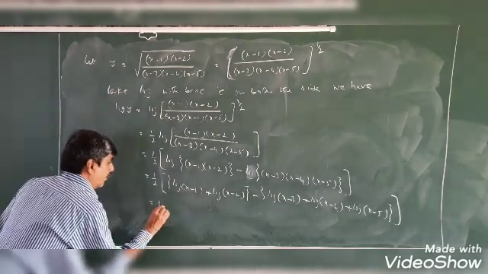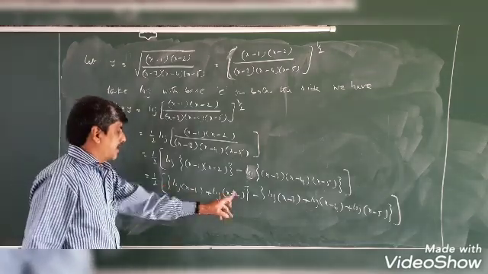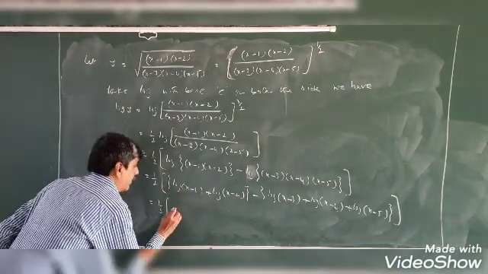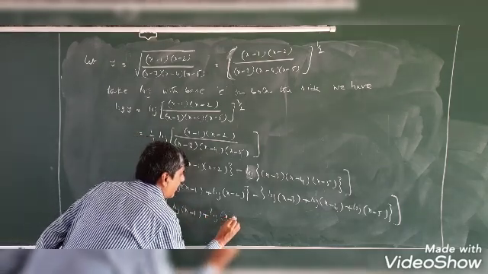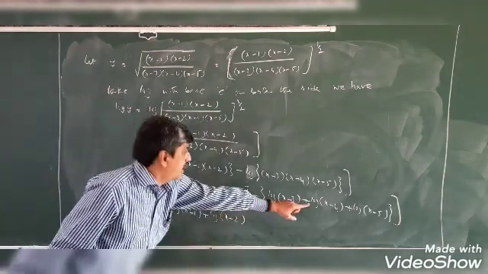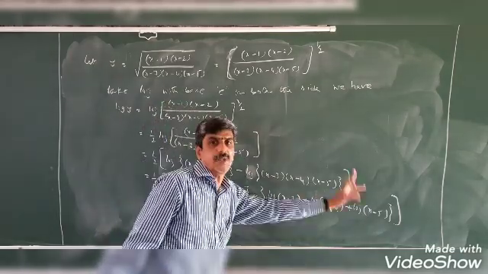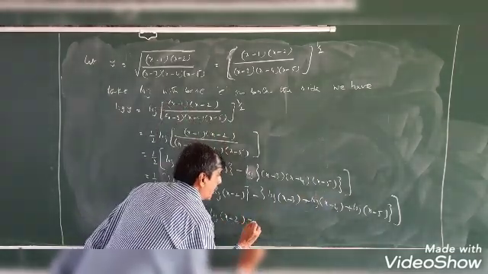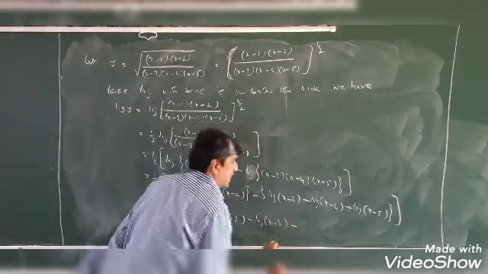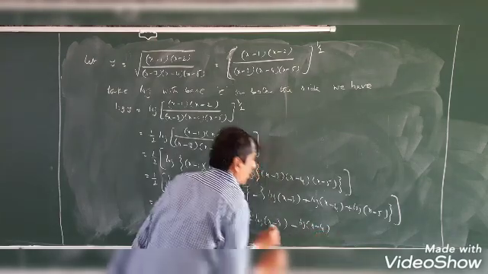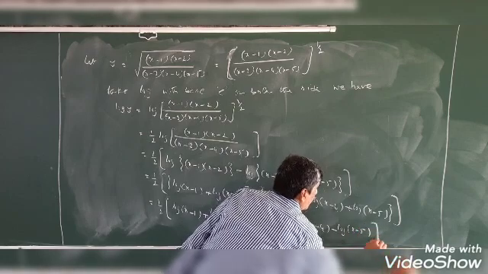Now 1 by 2 into, before this bracket plus sign is there. So plus sign means terms will be the same, means this is log of x minus 1 plus log of x minus 2. And before this bracket minus sign is there, so signs will be changed if you are expanding this bracket. So minus log of x minus 3, minus log of x minus 4, minus log of x minus 5.